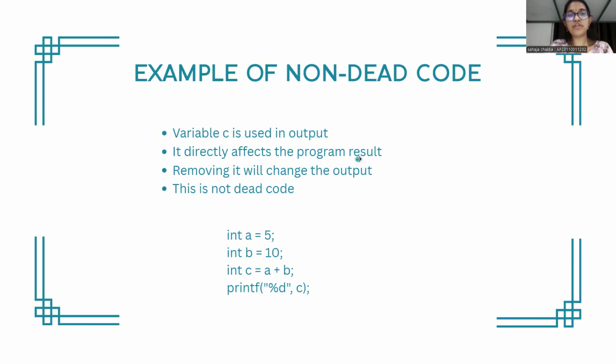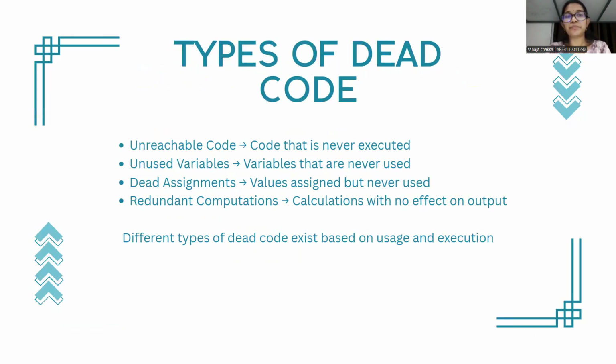Moving to the example of non-dead code. Here we look at an example like int a = 5, int b = 10, int c = a + b in the printf statement. Variable c is used in the output, so the printf statement must be present in the code. It directly affects the program result, and removing it will change the output. And this is an example of non-dead code.